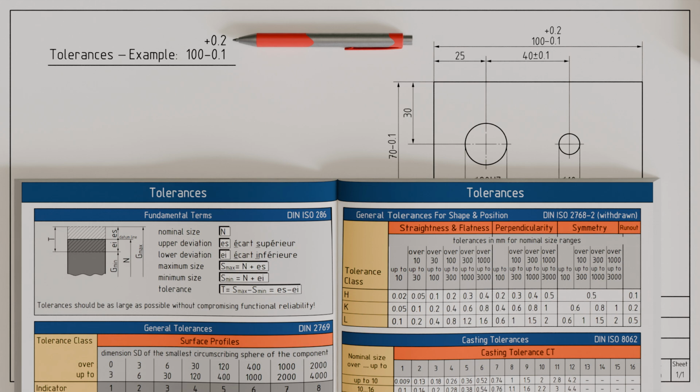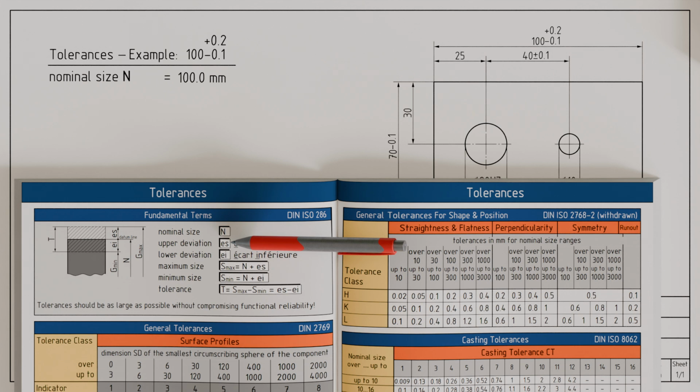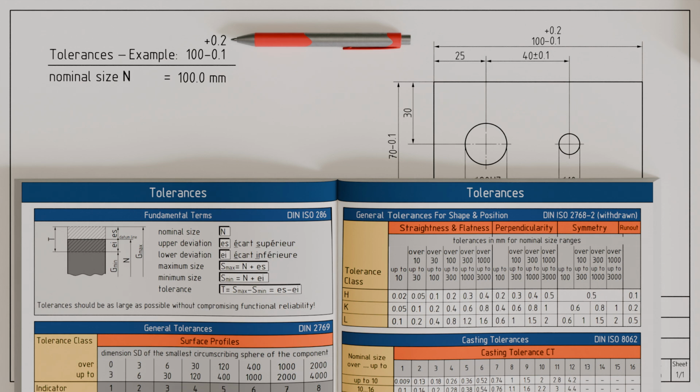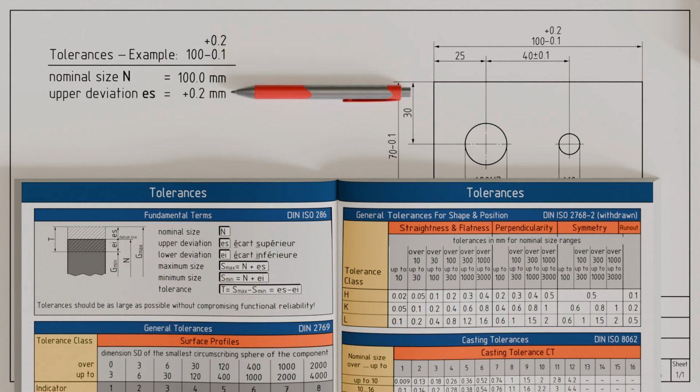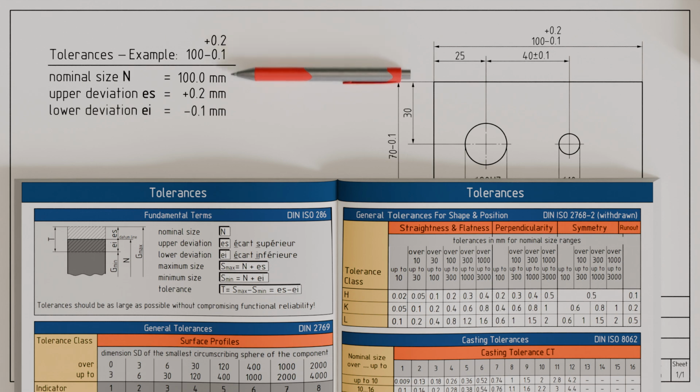the nominal size. The nominal size is symbolically represented by the capital letter N. In this case, the nominal size is 100 mm. The upper deviation is represented by the letter combination ES. These letters stand for the initials of the corresponding French words, which in English mean upper deviation. In our case, the upper deviation ES is plus 0.2 mm. The lower deviation is indicated by the letter combination EI. These letters correspond to the French words meaning lower deviation. In our case, the lower deviation EI is minus 0.1 mm.